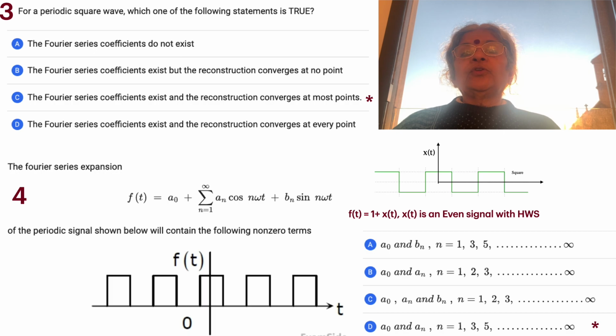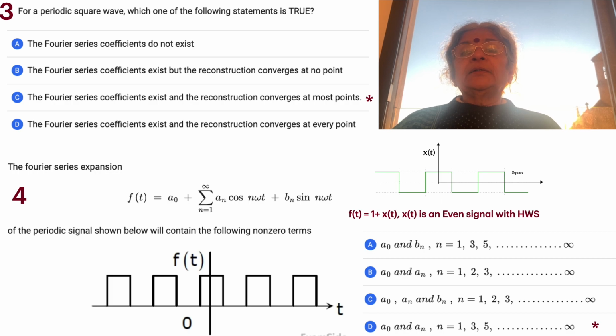Okay, let's go to the fourth problem. What is given is a square wave type of figure. It's not a pure square wave. It's a different type of square wave, but of course it is an even signal, because it is spread across both sides of t equal to 0. f(t) is spread equally over both sides of t equal to 0.